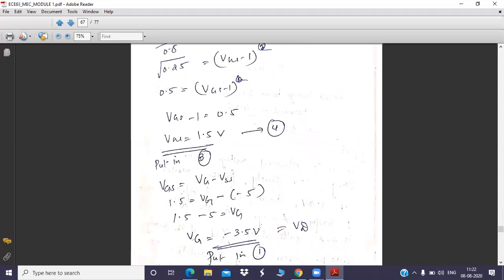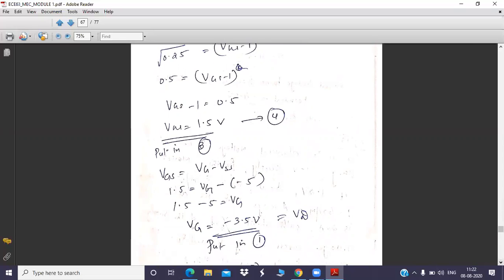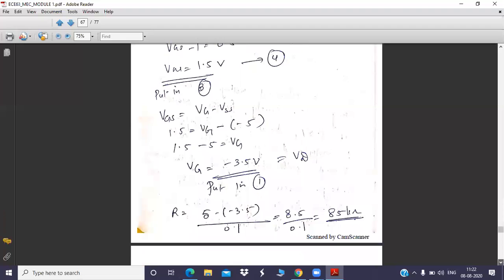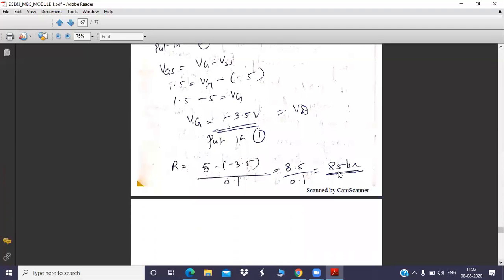The gate terminal is shorted with the drain terminal. So the potential at the gate terminal and drain terminal is going to be the same. So that's nothing but negative 3.5 volt. So once you get VG, you can substitute in equation number 1.